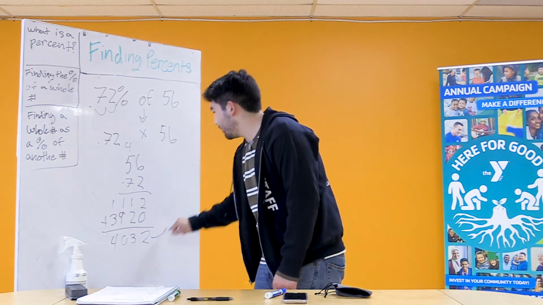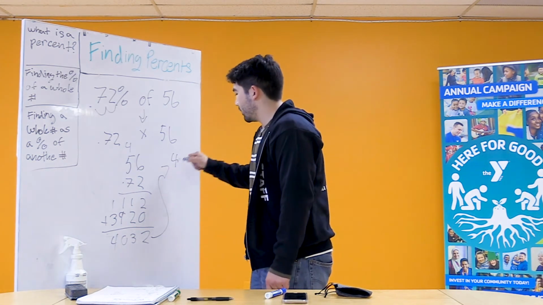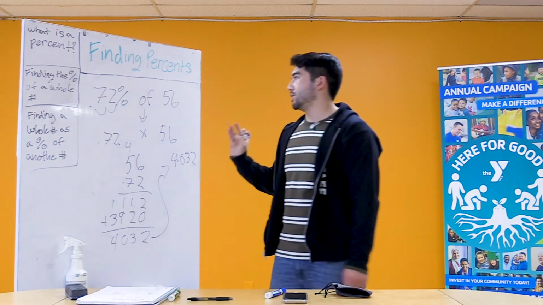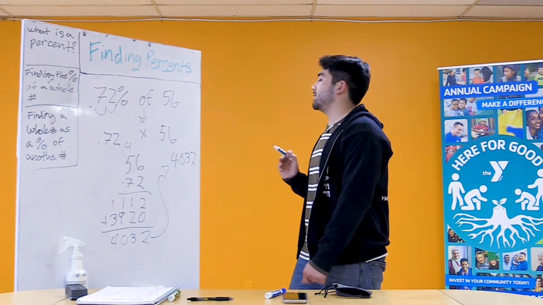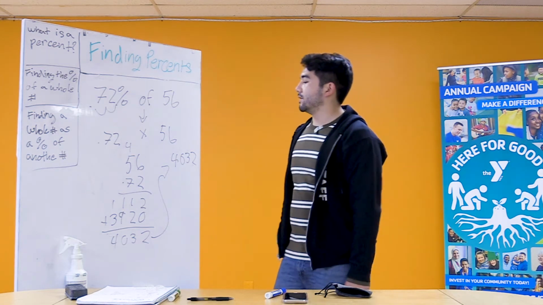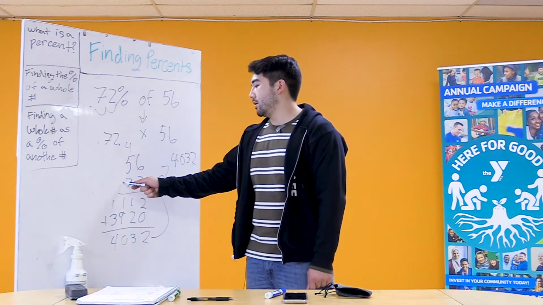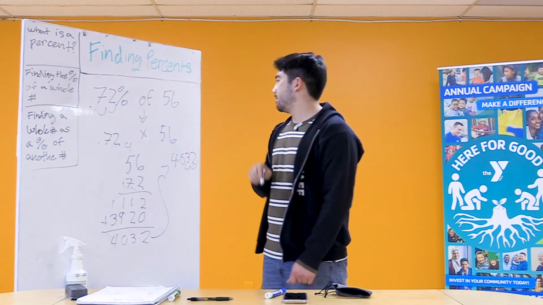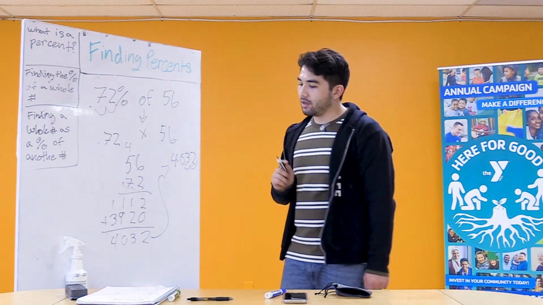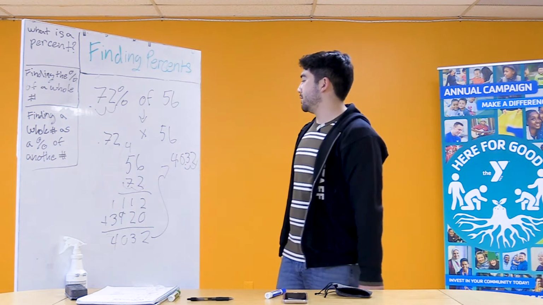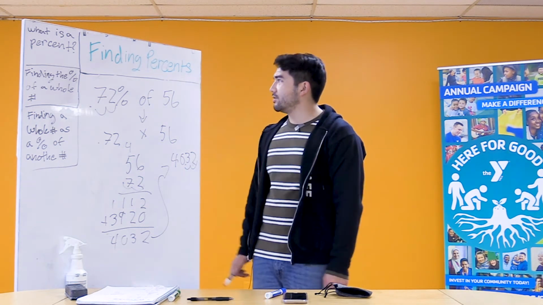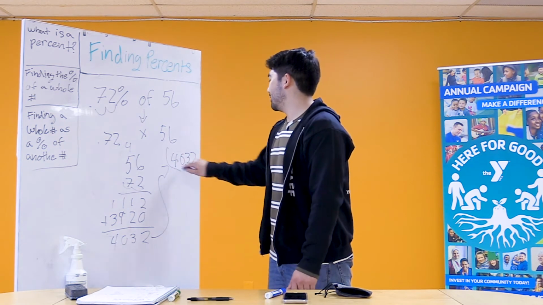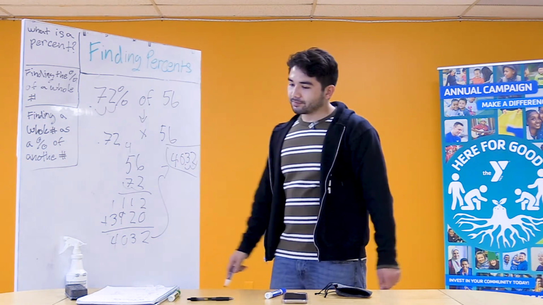So we have 4032, which is a huge number and way bigger than 56. So we know that we have to carry our decimals. So 1, 2, 1, 2. Perfect. So our answer is going to be 40.32. So what is 72% of 56? Well, it's 40.32. Perfect.